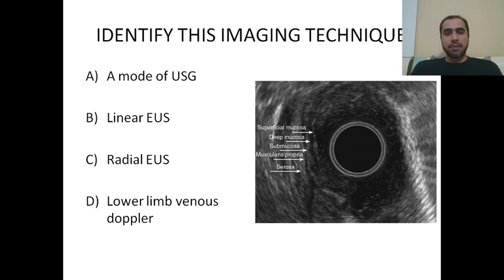So, identify this imaging technique. Is it an A mode of ultrasound? Is it a linear EUS, a radial EUS, or a lower limb venous Doppler?